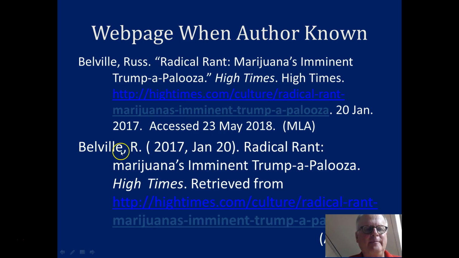If I'm doing this in APA, it's very similar. Belville, and instead of a first name, I use the initial. I put the date, and if I have a day and month, then I put that up here in the front. Notice I've got the title in here without the use of quotation marks. I've got the name of the journal, and then I've got the retrieved from, and then a URL. I have to have the URL and retrieved from because this article does not have a DOI, a document object identifier. Only articles in databases have DOIs.